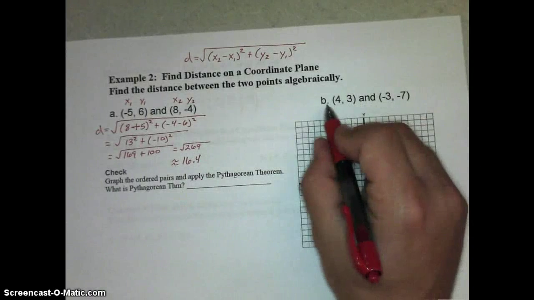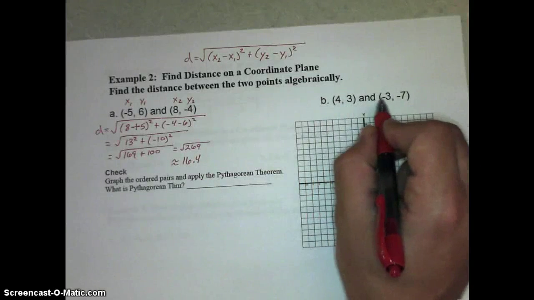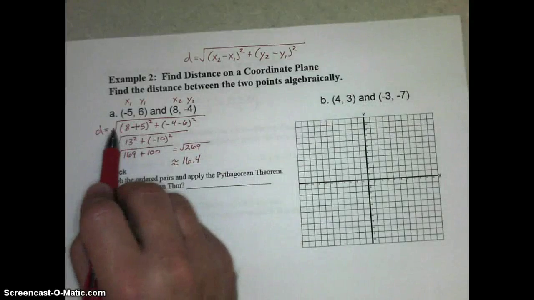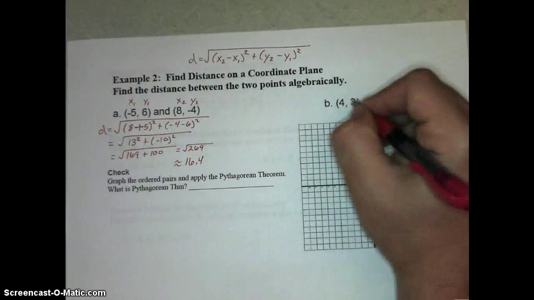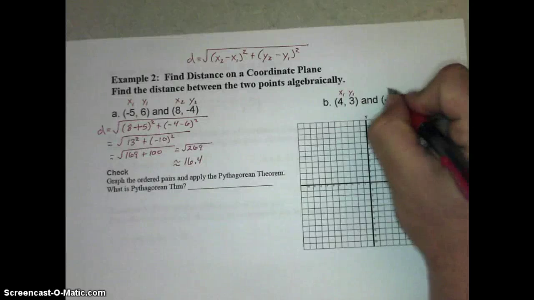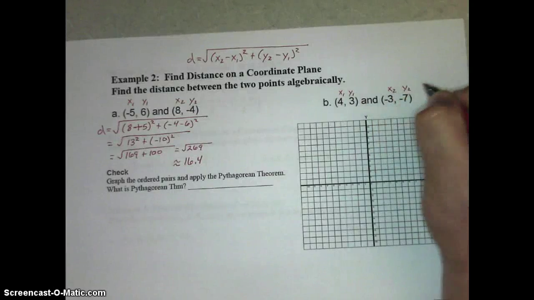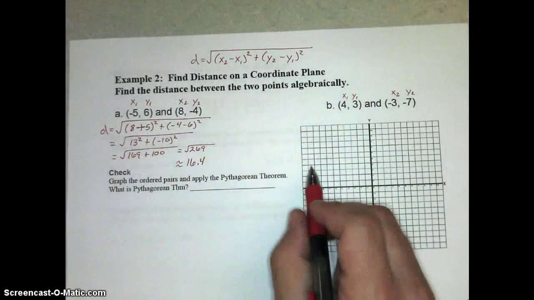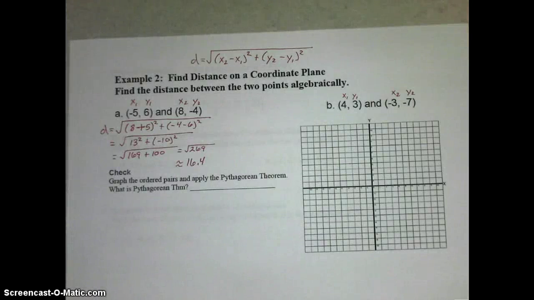Alright, so why don't you take a little bit of time and try and do part B. Go ahead and find the distance using your distance formula. Again, you can call 4, 3 your x1, y1, and -3, -7 your x2, y2. Plug them into this formula and get your answer. Again, round that to the nearest tenth when you get to that point.